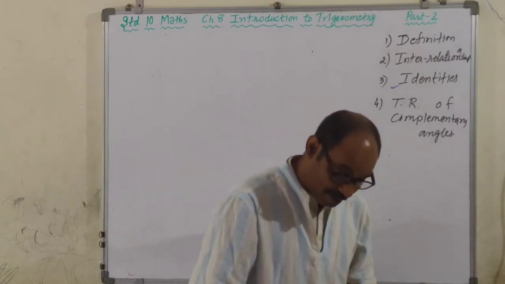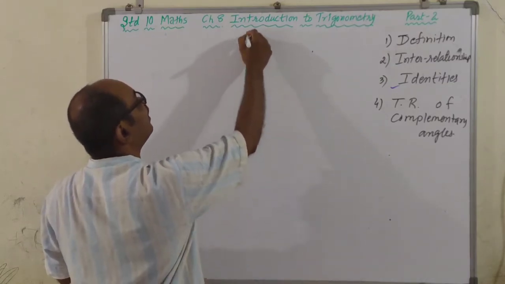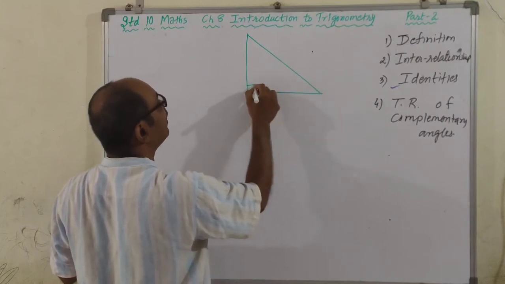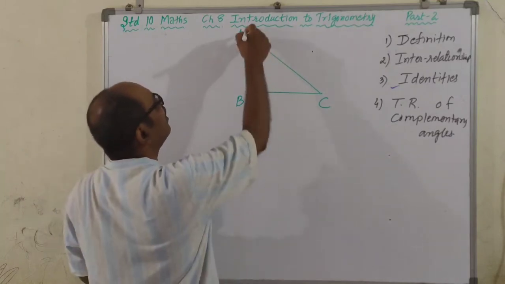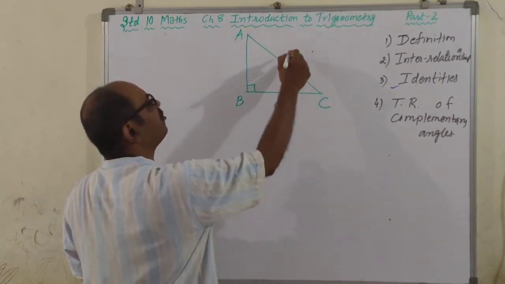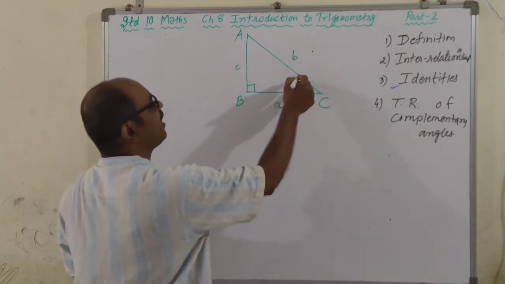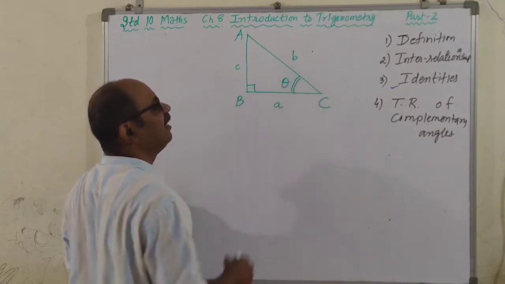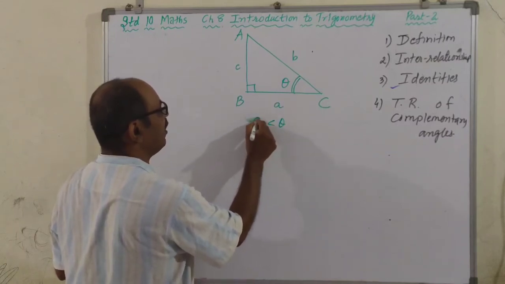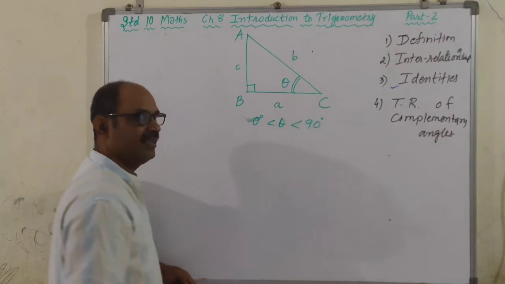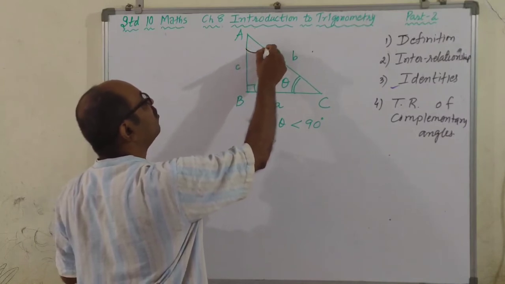Now, trigonometric ratios of complementary angles. Once again, I need a right triangle. Alright. This is triangle A, B, C. Once again, opposite to angle A, I am putting small a. Opposite to angle B, I am putting small b. Opposite to angle C, I am putting small c. One of the angles I am going to call theta. Acute angle. Theta is greater than 0 degree and less than 90 degree. Correct? Acute angle.